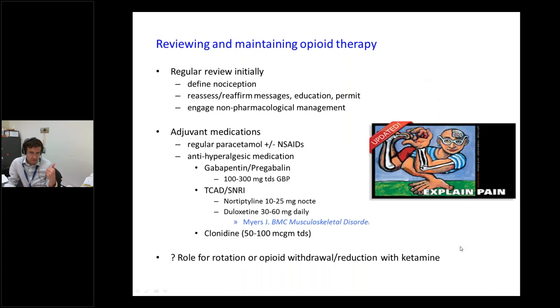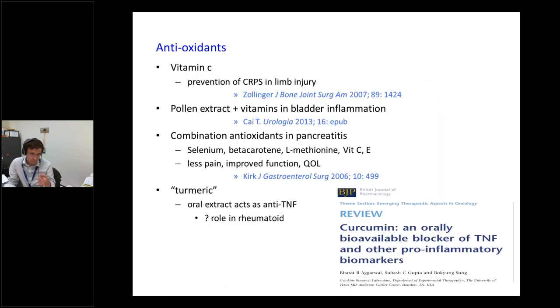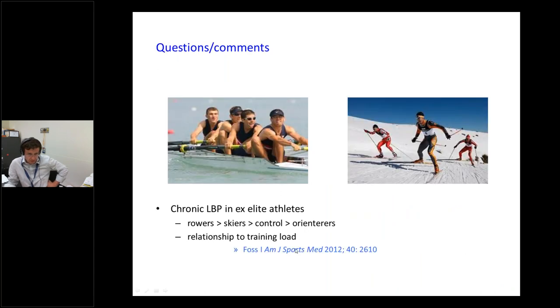I'm going to move past this. Antioxidants probably have a role, I don't have a problem with it, but these are very early studies. These are old, but I think there'll be more work done on this shortly. This is just a sort of breakup slide. Compression and flexion is bad for your back, essentially. And ex-elite athletes get chronic back pain.